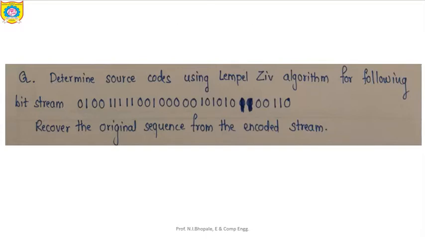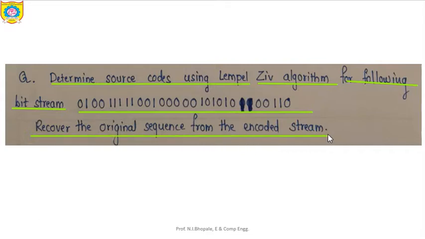Okay, so the statement provided to us is: determine the source codes using the Lempel-Ziv algorithm for the following bit stream. The bit stream provided here starts from 01 till the 10. Recover the original sequence from the encoded stream.